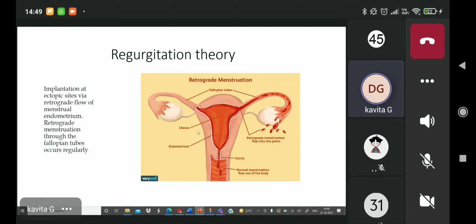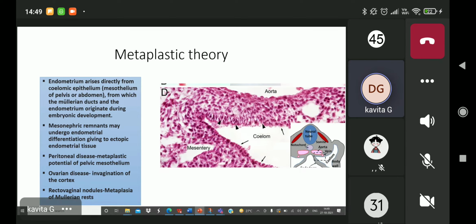So that's one. Now, then you have the metaplastic theory. If you look at the embryology of this portion, you would understand that endometrium arises directly from the coelomic epithelium. That is the mesothelial lining of the pelvis or the abdomen at the embryonic level, from which you have the Mullerian ducts coming out, and the endometrium is also coming out.